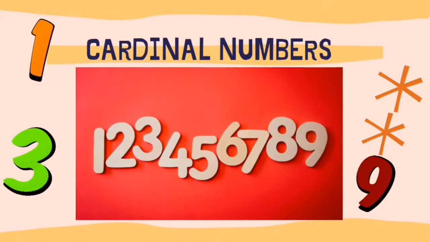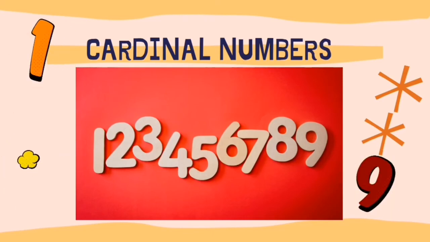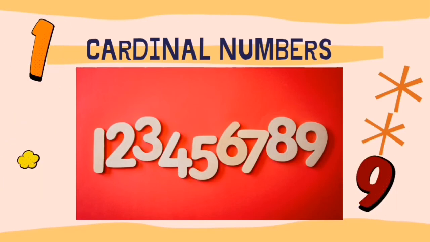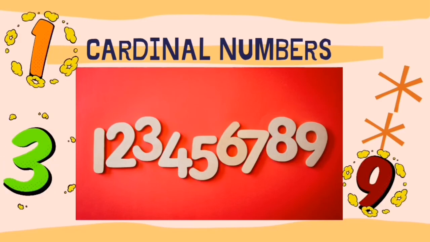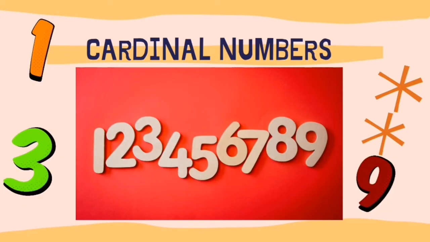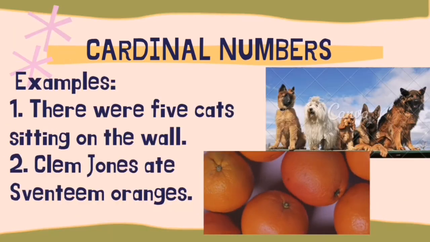So the next type, the fifth type, is cardinal numbers. What are cardinal numbers? Yes, you are right. 1, 2, 3, 4, 5, 6, 7, 8, 9. In English also we use all the numbers. Let's see an example now.